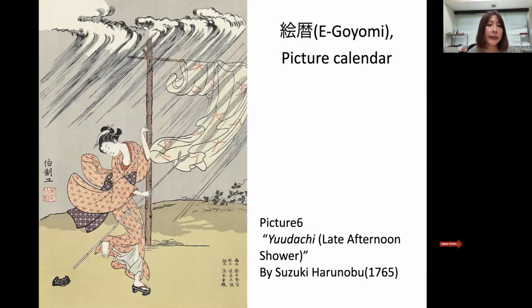The last step is the printer. The printer mixes the pigments and prints them. The order of color printing is from the smallest area to the largest, and from the lightest color to the darkest. And next, please.